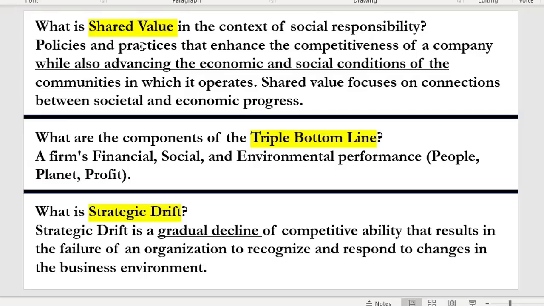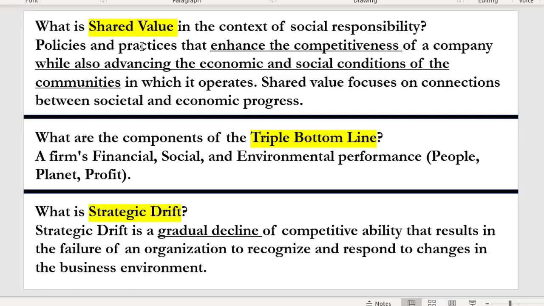So it's practices and policies that enhance the competitiveness of a company while also advancing the economic and social conditions of the communities where it operates. So it focuses on connecting social progress and economic progress for organizations. When an organization comes to a particular location, it's able to look at the needs in that location and also merge meeting those needs with enhancing the competitiveness of that company.